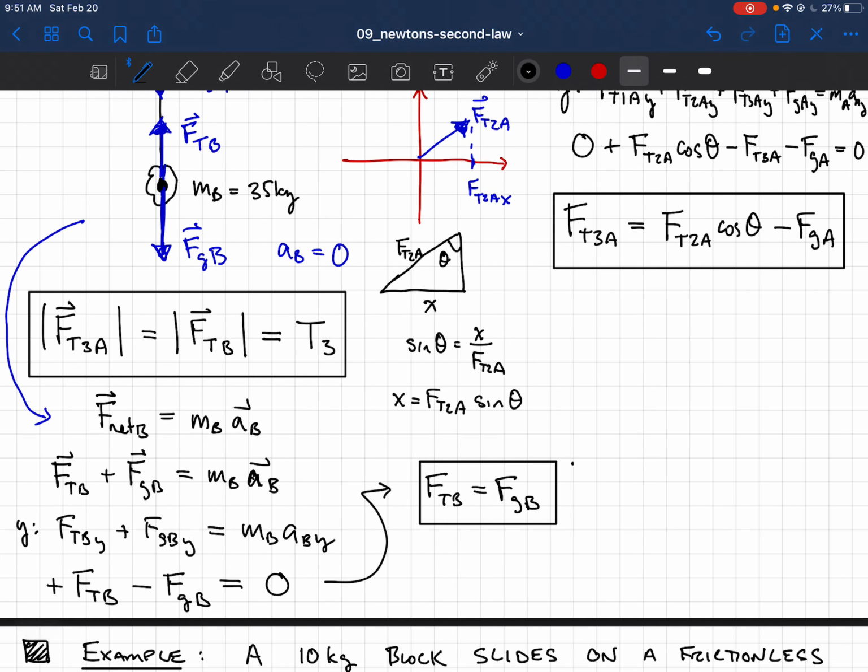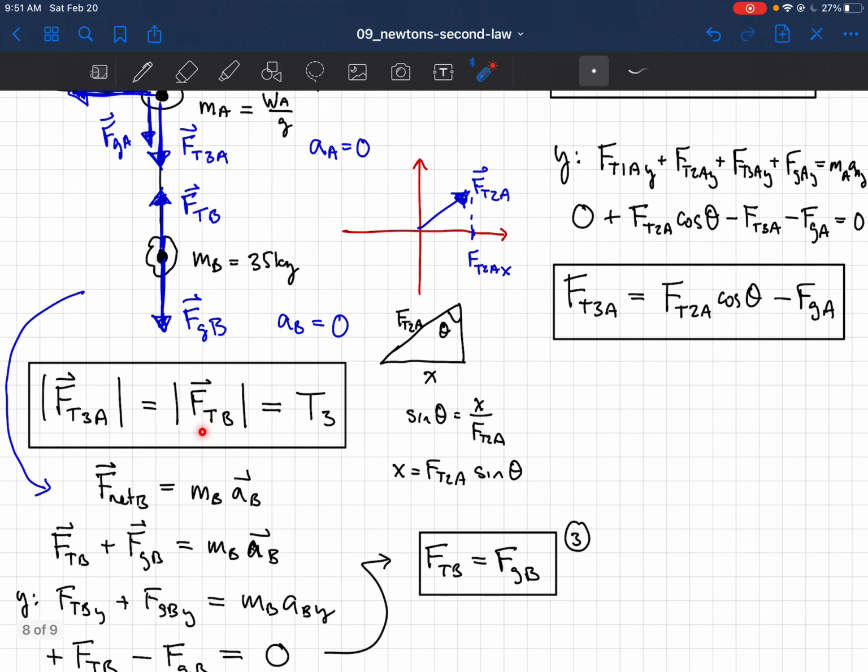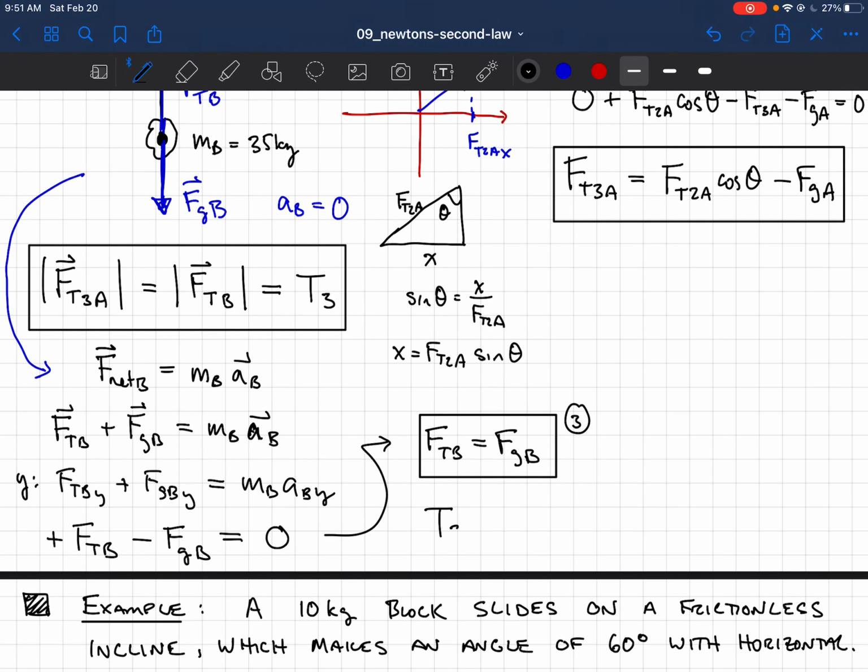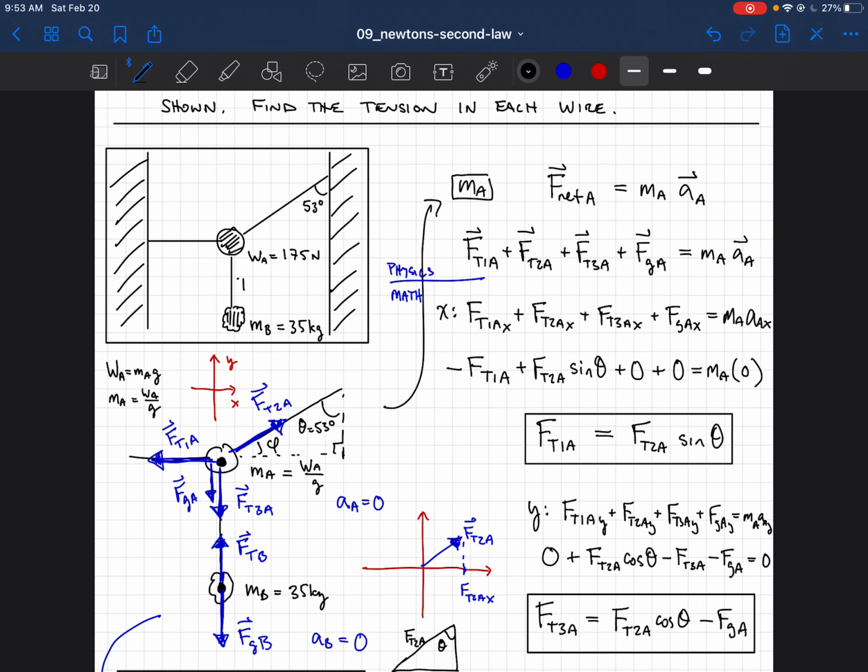Now I think we're ready to solve. So let's start with the third equation because I think we can solve that one exactly. Remember, F_TB was this magnitude here because it was along the same wire, and it's what we're going to call T3. So T3 is equal to, and we have an equation for F_g, which is m_B g. So T3 is equal to 35 kilograms times 9.8 meters per second squared, which is what? Something like 350. Let's plug it in. So 35 times 9.8 is 343 newtons.